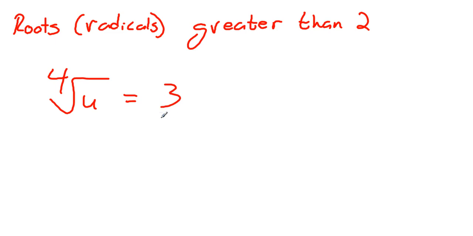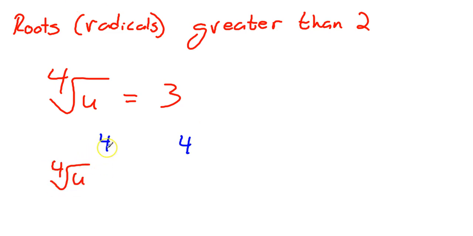So let's say you've got the fourth root of u equal to 3. Guess how we're going to get rid of a fourth root? The opposite of a square root was the squared power, so the opposite of the fourth root, we're going to do the fourth power. Whatever the root or the index is, you're just going to do the same thing to that part as the power. So we're going to do this to the fourth power and do this to the fourth power.